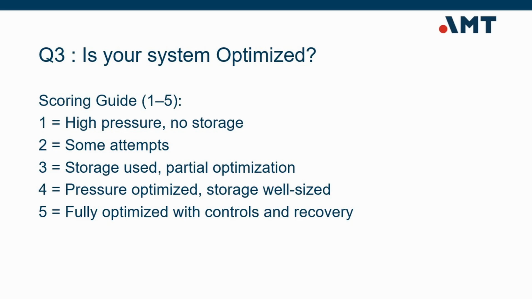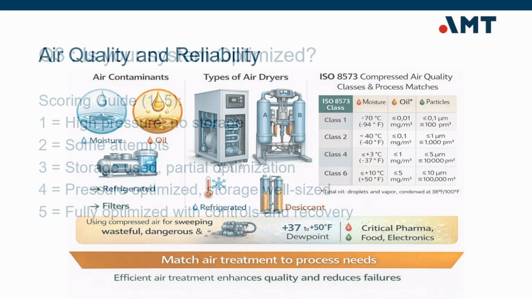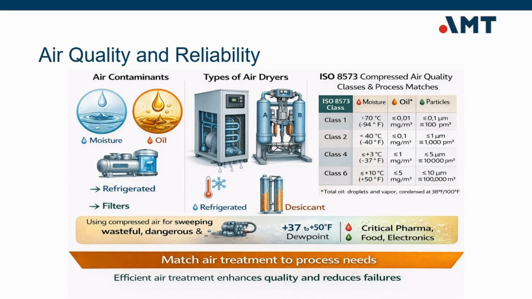Now that we have looked at how the system is set up, let's shift focus to what's actually flowing through it: air quality. Let's look at what's actually in that air. Compressed air is not clean by default. It naturally contains three primary contaminants: moisture, oil, and particles. And if we don't manage them properly, they directly impact both performance and uptime.